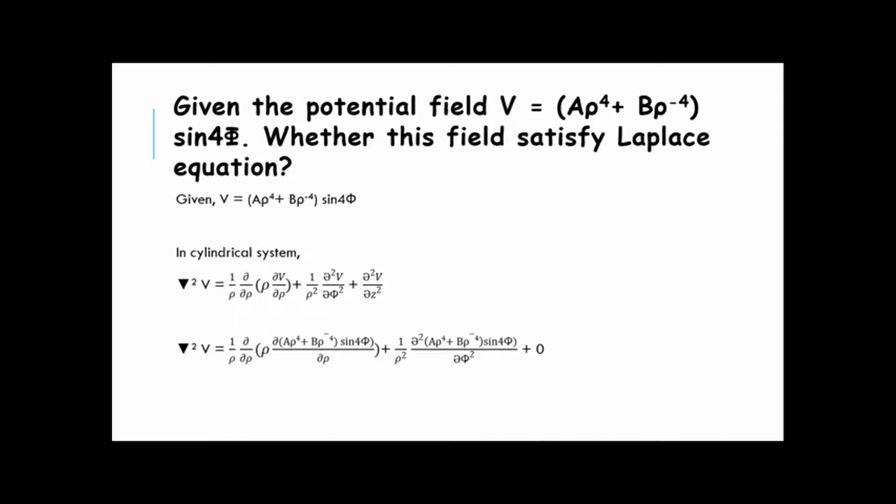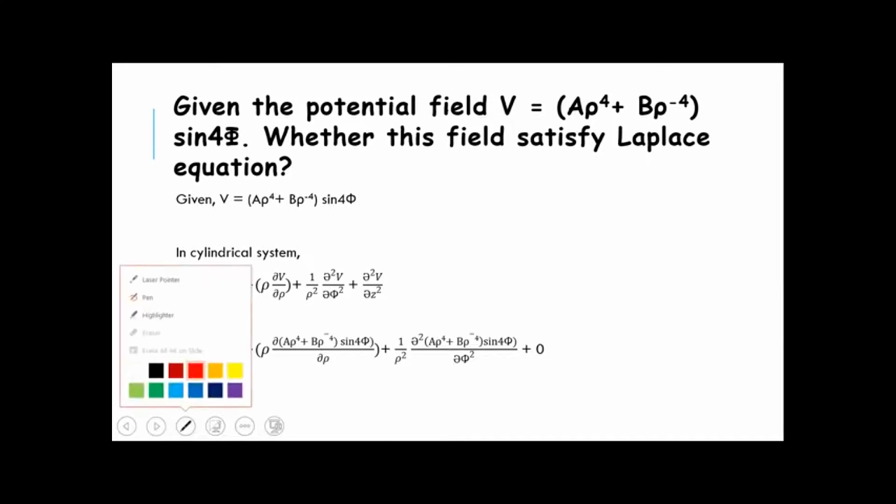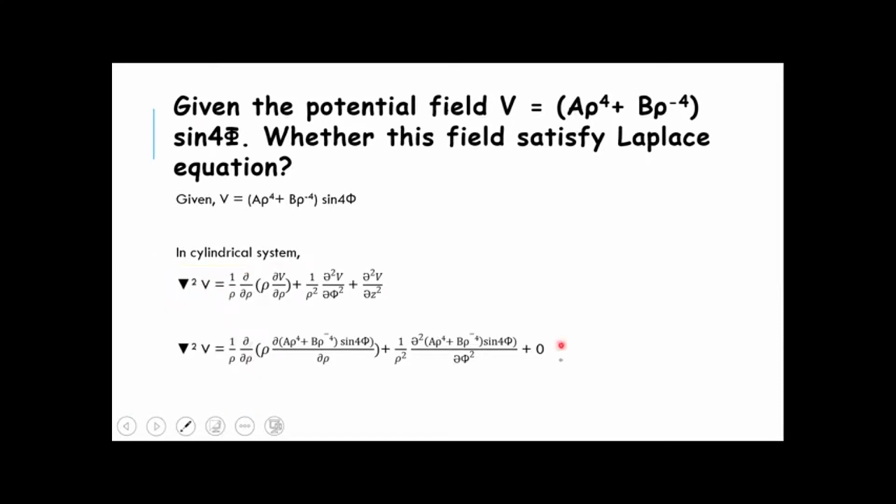From the given equation, it's very clear that the potential is not varying with respect to Z coordinate. So the del square V by del Z square term will be 0. You can see here that the term is 0.